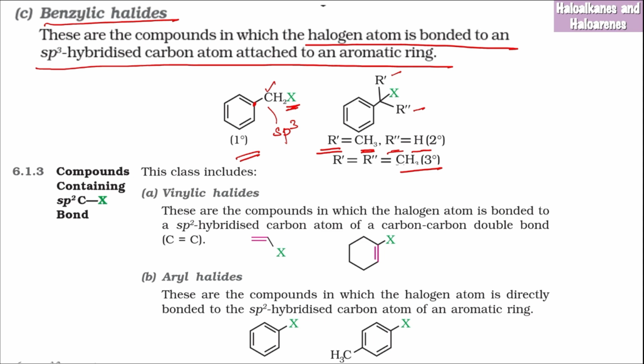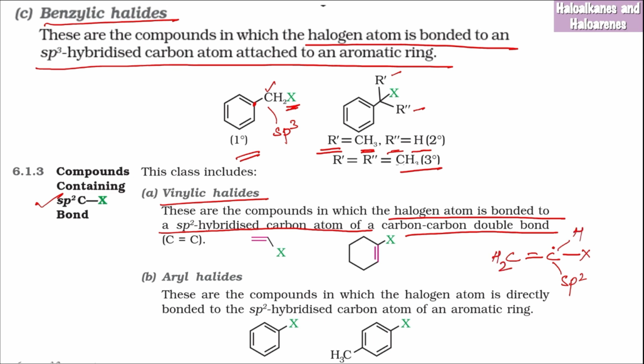Next is compounds containing bond between sp2 hybridized carbon and halogen. In this category there is vinylic halides. These are the compounds in which the halogen atom is bonded to a sp2 hybridized carbon atom of a carbon-carbon double bond. See, this is carbon-carbon double bond and this carbon is sp2 hybridized, and if the halogen is bonded to this carbon atom, this is known as vinylic halide. This carbon is known as vinylic carbon. Other valencies may be satisfied by hydrogen.